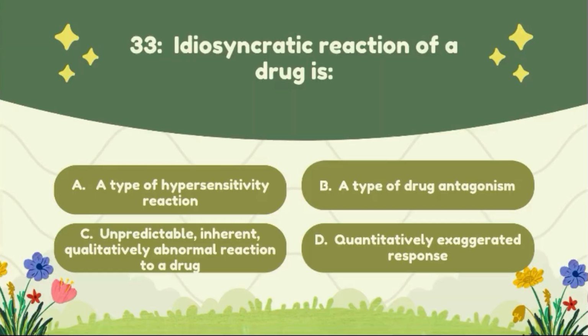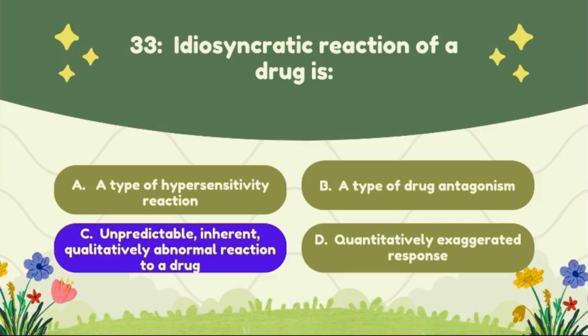Question number 33 is, idiosyncratic reactions of a drug is A, a type of hypersensitivity reaction, B, a type of drug antagonism, C, unpredictable inherent qualitative abnormal reaction of a drug, and D, qualitatively expected response. Answer is option C, unpredictable inherent qualitatively abnormal reaction to a drug.